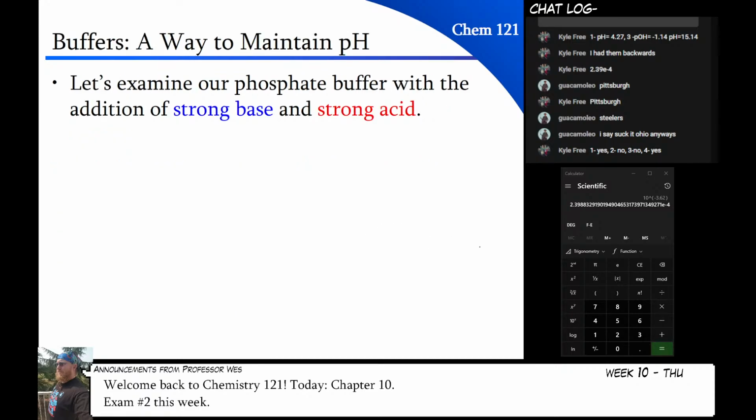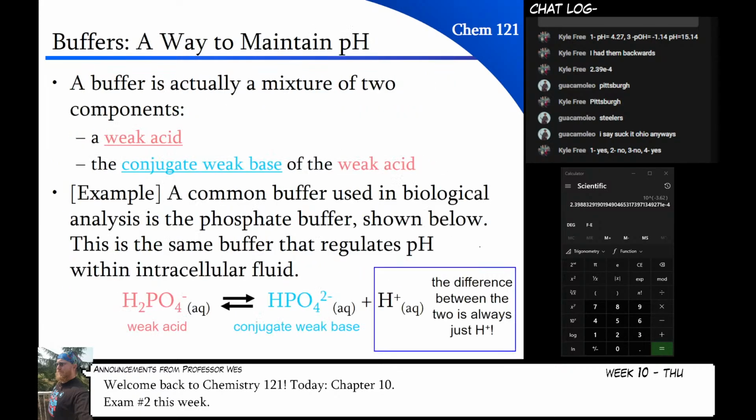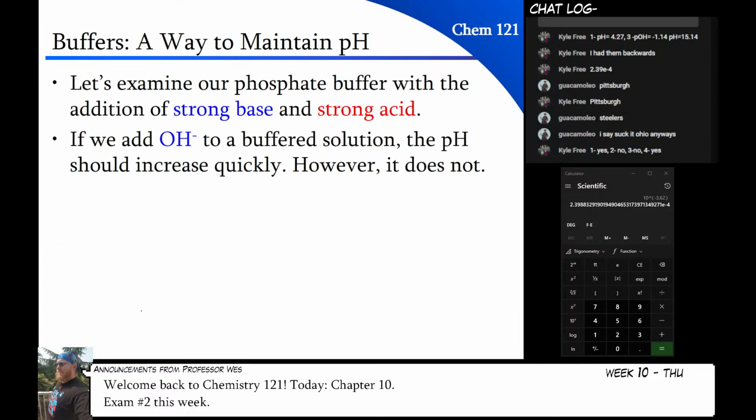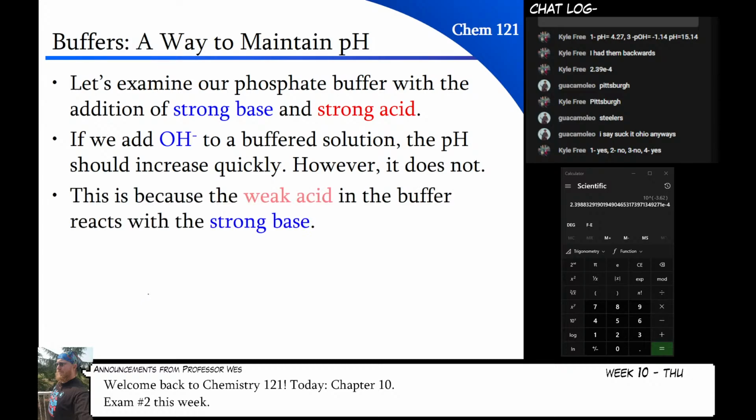All right. So now what we're going to do is go back to this phosphate buffer that we had here, and add strong acids and strong bases to it and see what happens. Because the point of a buffer is for it to resist changes in pH. A strong acid or strong base should cause the pH to change very rapidly, but we're going to see how this works. If I add hydroxide, hydroxide is a strong base.